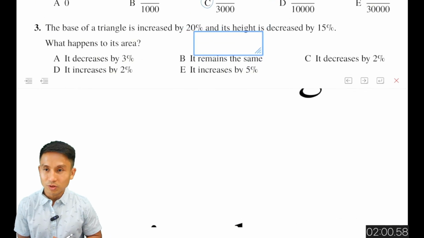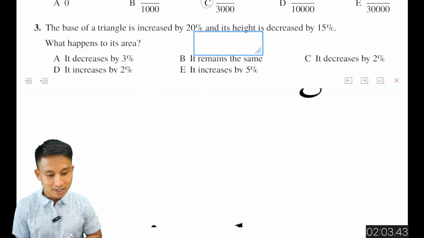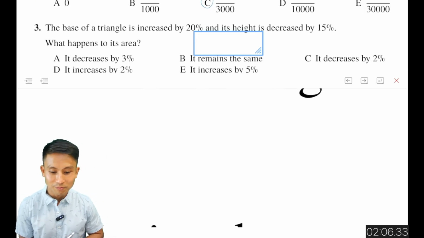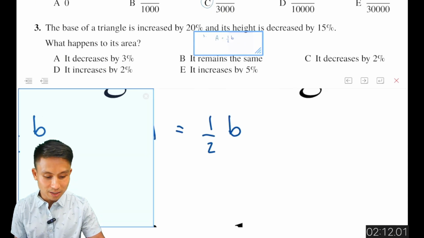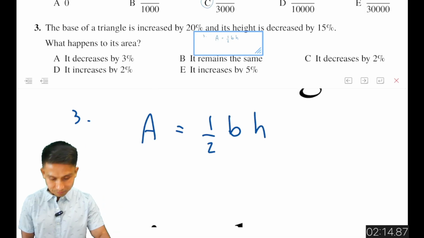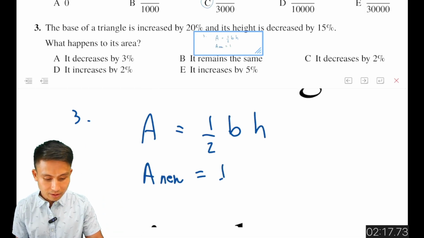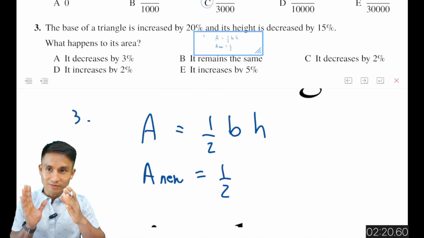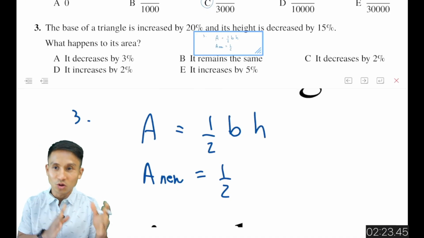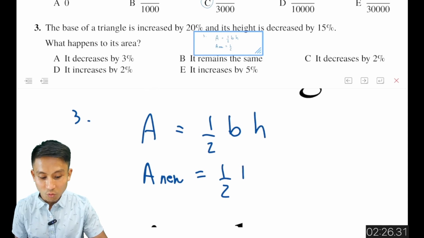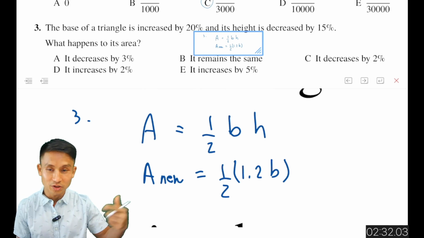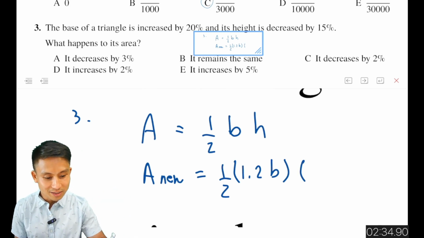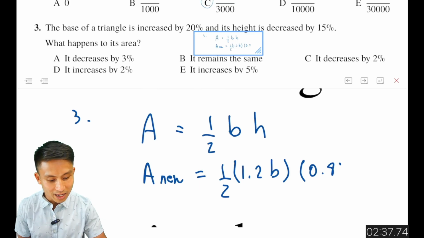Okay, so number 3, the base of a triangle is increased by 20% and its height is decreased by 15%. What happens to the area? Well, because we know that the area of a triangle is half base times height, the new area is also half base times height. The base is longer by 20%, so that's 1.2b. You need to know that an increase of 20% is basically 1.2 times the previous one. And the height is decreased by 15%, so that's 0.85 times the height.